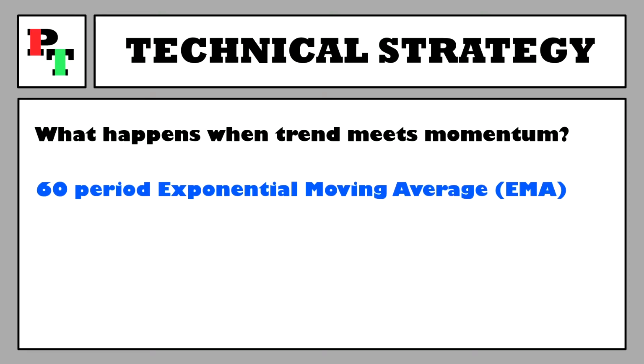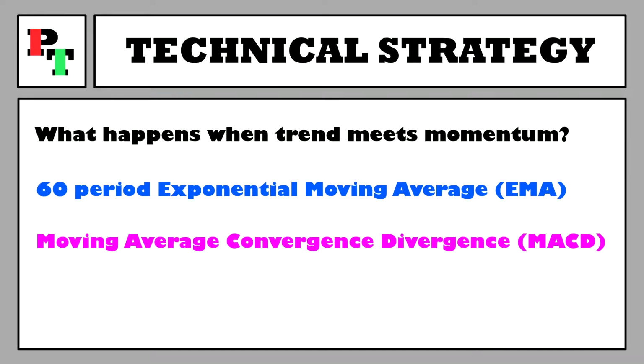Firstly, the 60 period exponential moving average, and secondly, the much beloved moving average convergence divergence, aka the MACD. If you do want to dive deep into either of these indicators, we have made videos on both of them, which I'll link in the description. Just a little overview of each though.